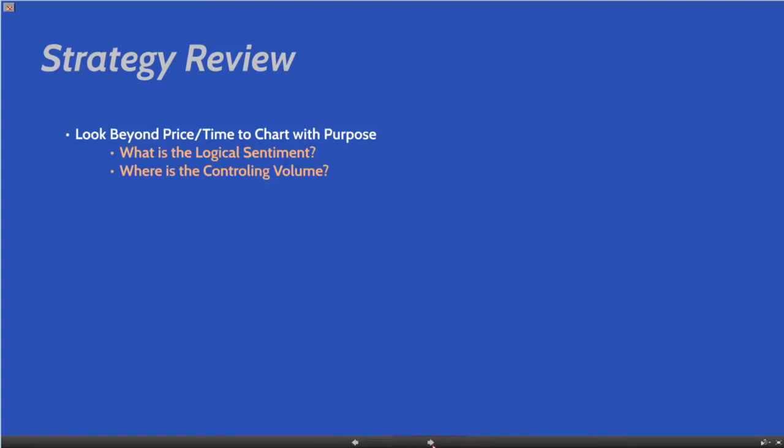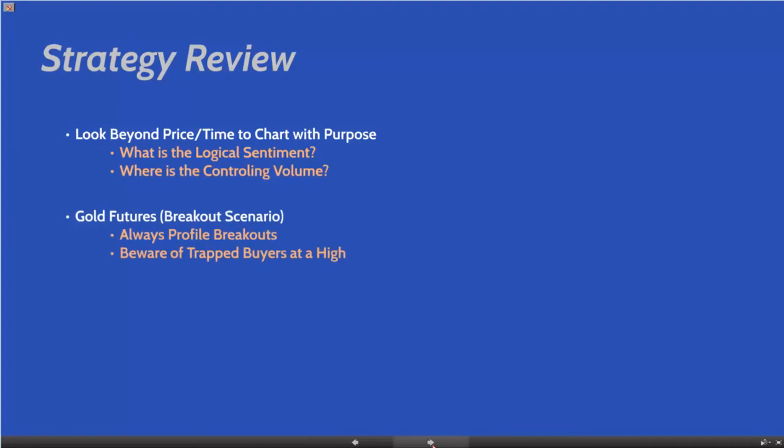Now, early on, we looked at a gold futures chart. Okay, this was the engulfing candle. And the lesson to be learned there is that every breakout must be profiled before you jump in it. If you have trapped buyers at a high or trapped sellers at a low, it's probably going to pull back and create a range, not the momentum that you're looking for.